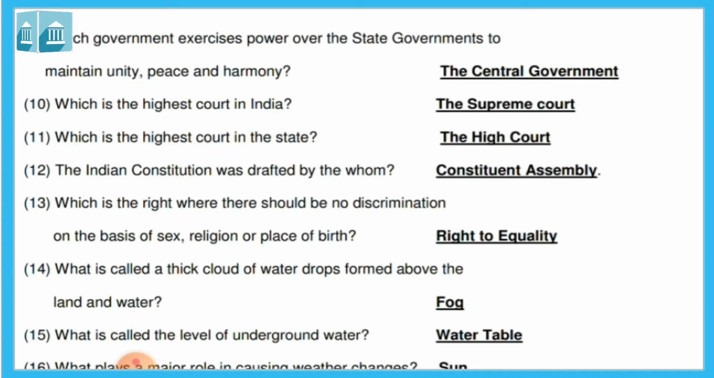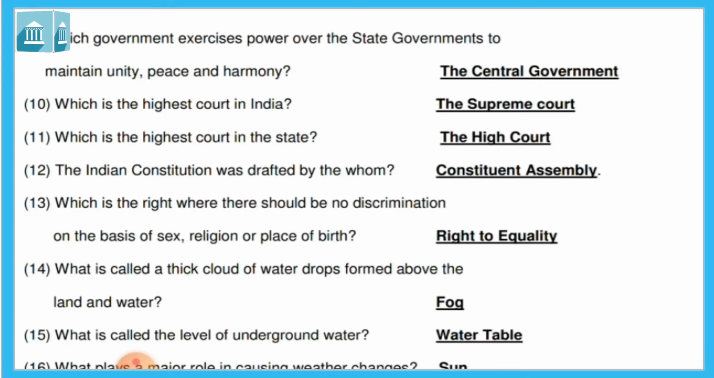Ninth one, which government exercises power over the state government to maintain unity, peace and harmony? So which government has power over the state government so that unity, peace and harmony are maintained in your state? So the central government exercises power over the state government to maintain unity, peace and harmony.